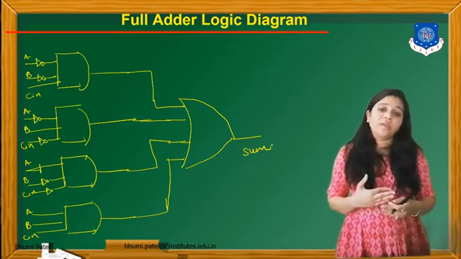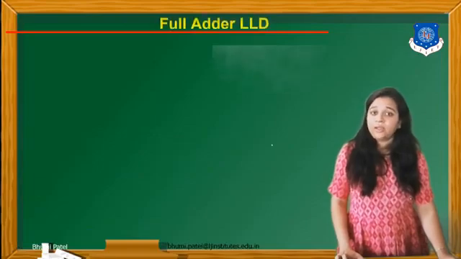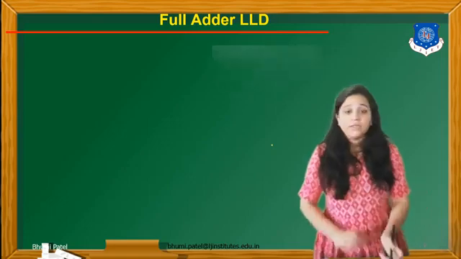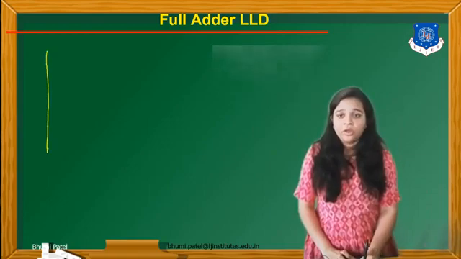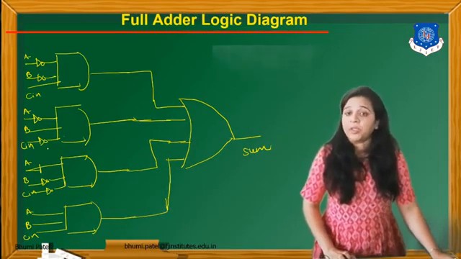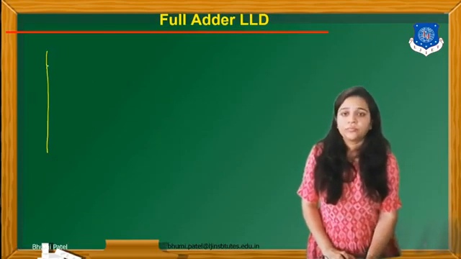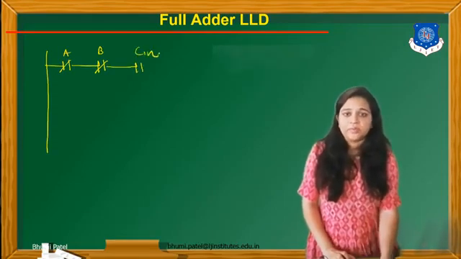Same method will be applied to draw it for the carry. Okay. Now our main target is to draw the ladder logic diagram. So in the ladder logic diagram, here we have three inputs. So first of all, what is the condition for the sum? A bar B bar into C in. So we can write here A bar, it is a normally closed contact. Again B bar, so normally closed, and C in normally open. So this is my first condition.